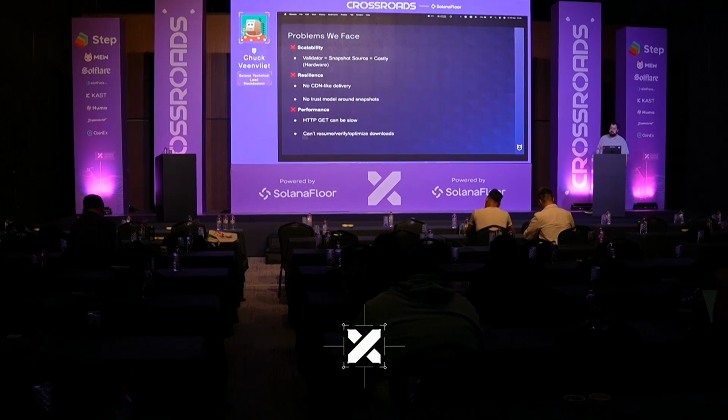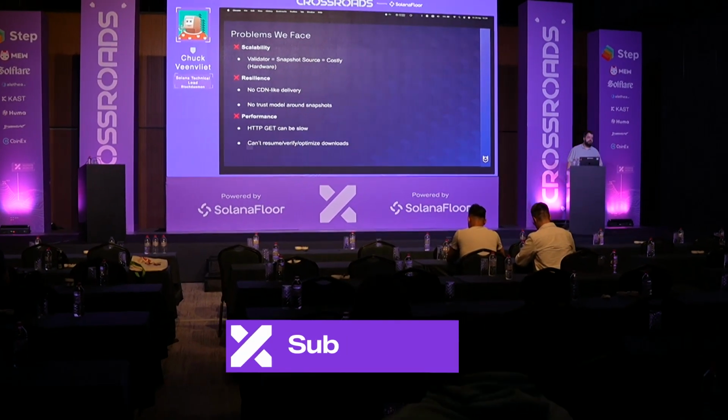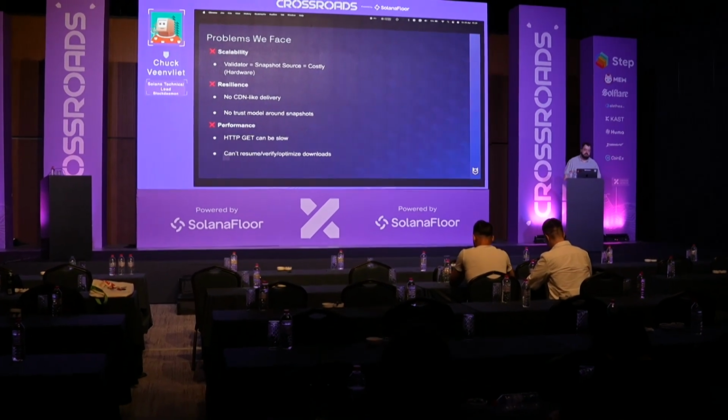There's no way of CDN-type delivery. So if you want to download from a source, it needs to be peer-to-peer, and there's no way of leveraging already existing protocols or technologies that can make it faster to download data, because that's actually what it is. And there is no trust model around snapshots. You hope that the snapshot you're downloading is right and that no one tampered with it.